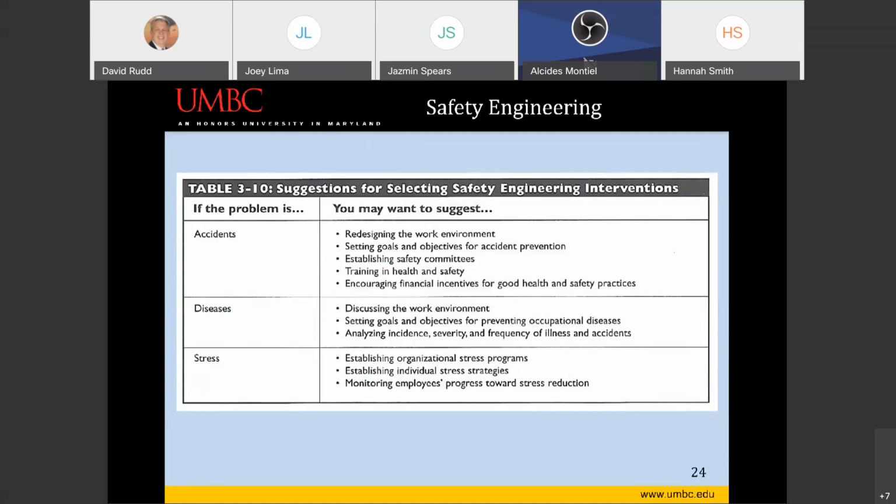And if you've got a problem with stress, okay, this might potentially be an area in some of your papers where you might recommend safety engineering, where employees are under stress, and you might have to establish some type of stress program to help individuals deal with the stress, also monitor their progress towards stress reduction and so forth. Knowing your projects, I'm not sure accidents or diseases are really causing any of your problems, but stress might in some of your instances. So this might be a viable intervention for you.